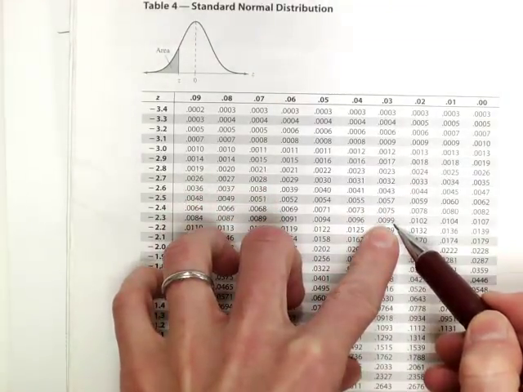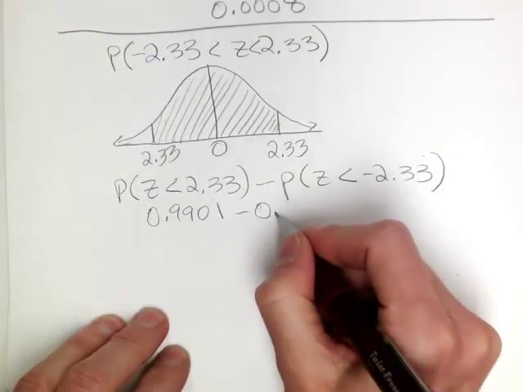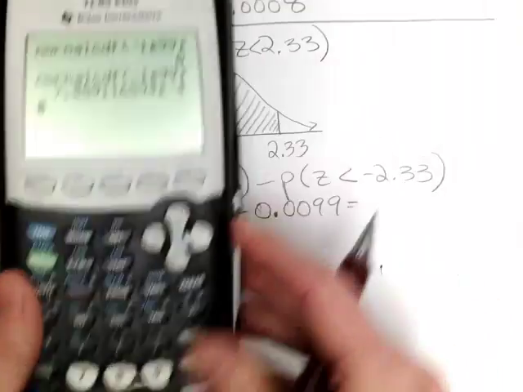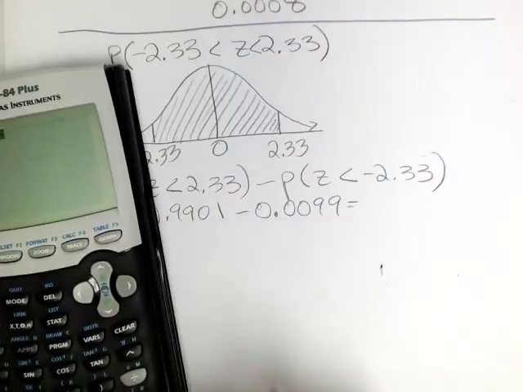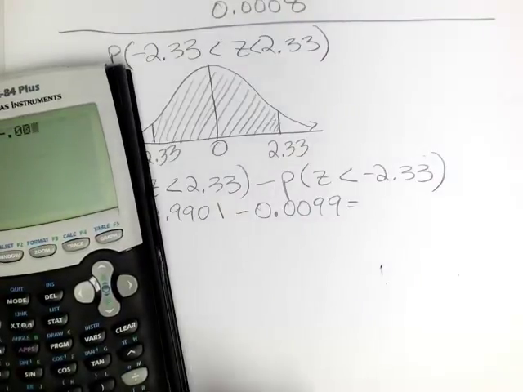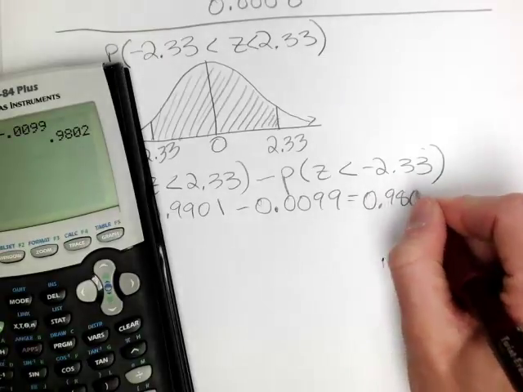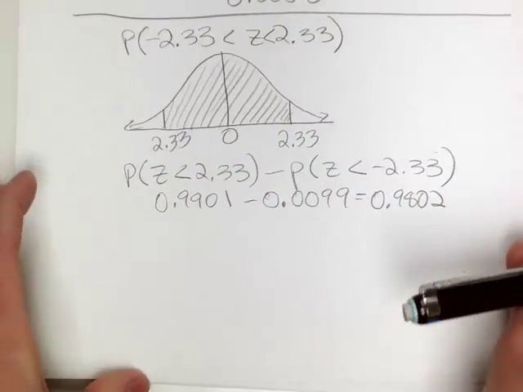Okay, so 0.0099. Okay, subtracting. Okay, so let me get that value, 0.9901 minus 0.0099. Okay, so we get an area of 0.9802. Okay, this is using the standard normal table in the book.